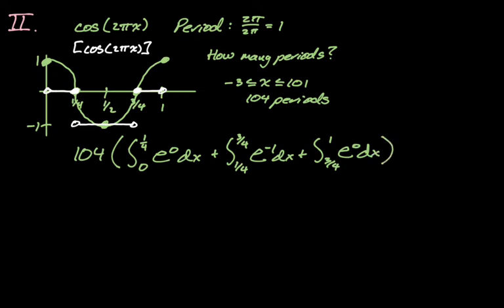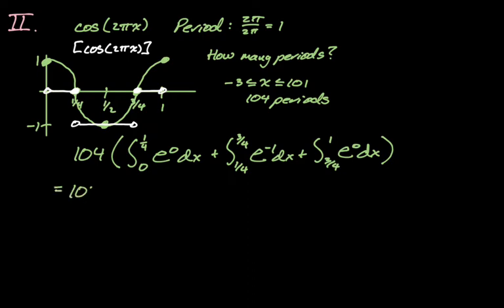So don't forget that it's not just the greatest integer of cosine of 2 pi x, it's e to the greatest integer of cosine of 2 pi x. And that's really important. I imagine that a lot of people probably just forget that because it's a complicated problem. All right, let's integrate each of these.